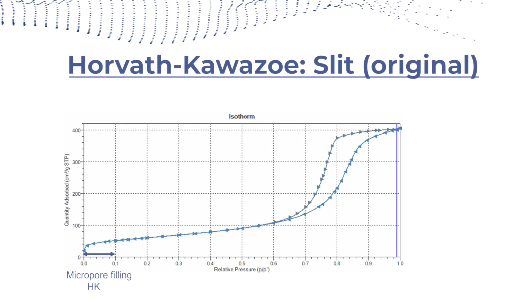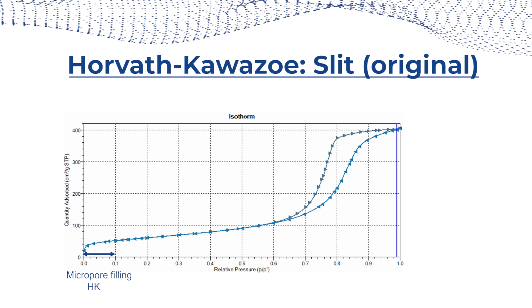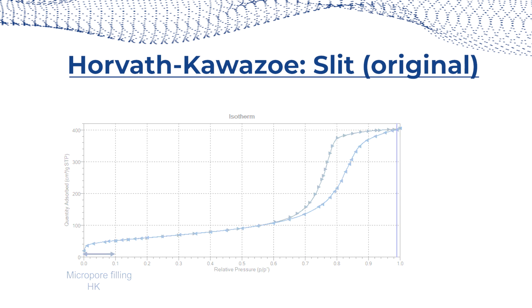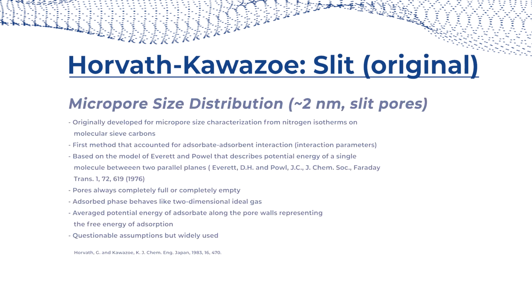Next, we'll discuss the Horvath-Kawazoe method, which uses the micropore filling pressure region, usually below 0.1 relative pressure. The HK method is used to characterize pores that are less than 2 nanometers in size. This was developed for molecular sieve carbons originally, so this model can be applied to slit-shaped pores. This was the first method that accounted for the adsorbate-adsorbent interactions by implementing what are called interaction parameters.